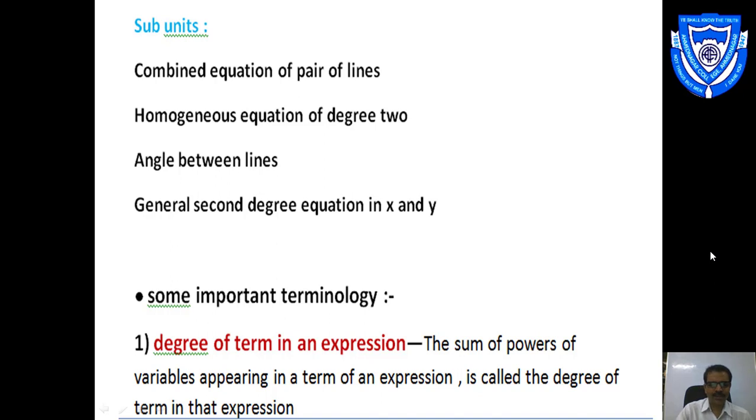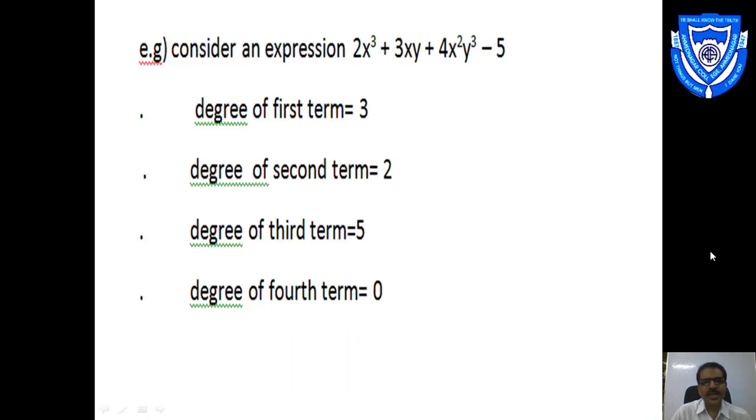For example, consider the mathematical expression 2x cube plus 3xy plus 4x square y cube minus 5. Now this mathematical expression includes 4 terms. First term 2x cube, it contains only one variable x and the power of that variable is 3, and that's why the degree of first term is 3.